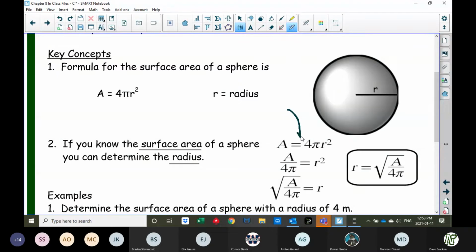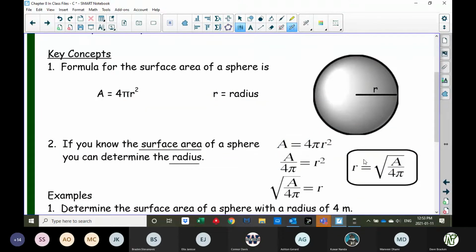For this formula right here, it's basically telling you, give me the radius. I'm going to square it, multiply it by pi, multiply it by 4, and I'll tell you what the surface area of that sphere is. Whereas this formula here is the exact same, but it says, give me the surface area, not the radius. I'm going to divide it by 4 pi, and then take the square root, and that will tell me my radius.